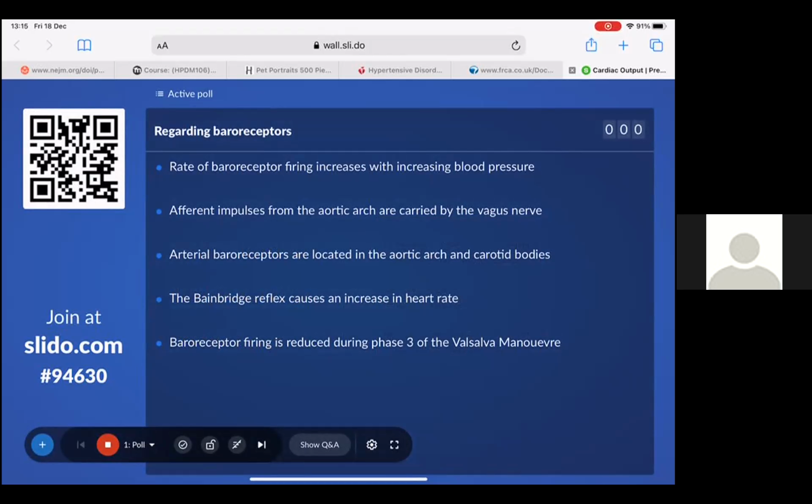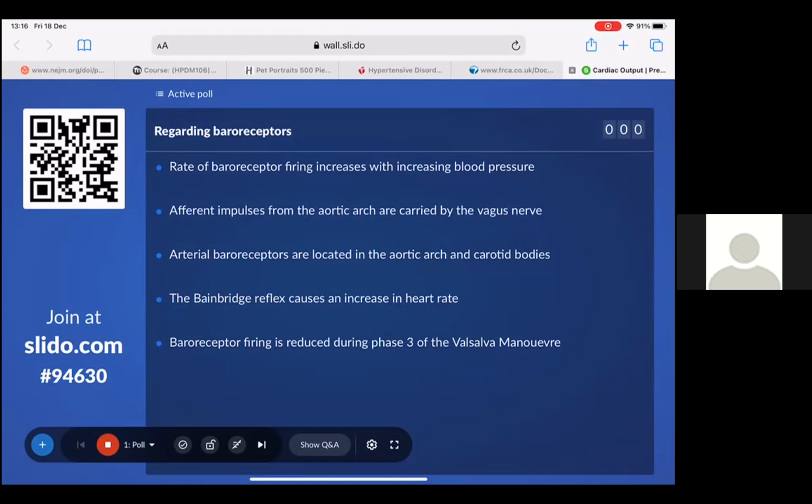Good, nice. The Bainbridge reflex causes an increase in heart rate, so that is true. Baroreceptor firing is reduced during phase 3 of the Valsalva maneuver. Phase 3 is when you release the intrathoracic pressure.